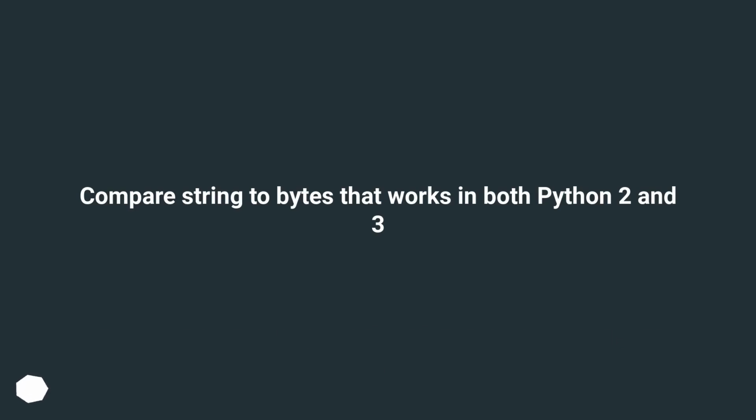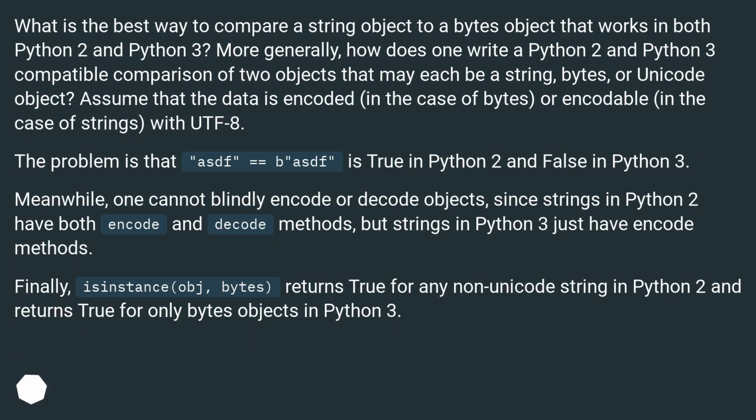Compare string to bytes that works in both Python 2 and 3. What is the best way to compare a string object to a bytes object that works in both Python 2 and Python 3? More generally, how does one write a Python 2 and Python 3 compatible comparison of two objects that may each be a string, bytes, or Unicode object?